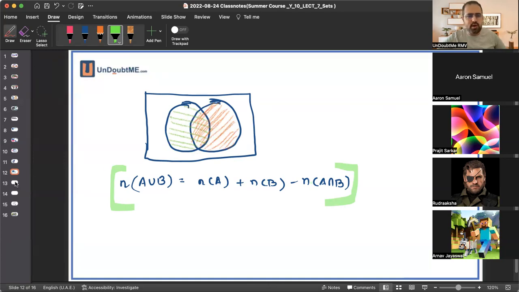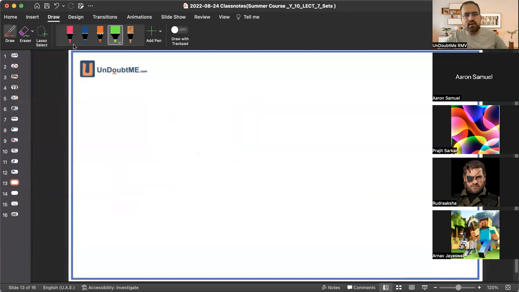Okay, we can move ahead. Now there will be certain different varieties which are usually asked as a question. So we'll just do them as a concept. So let's say if I want to shade A intersection B.